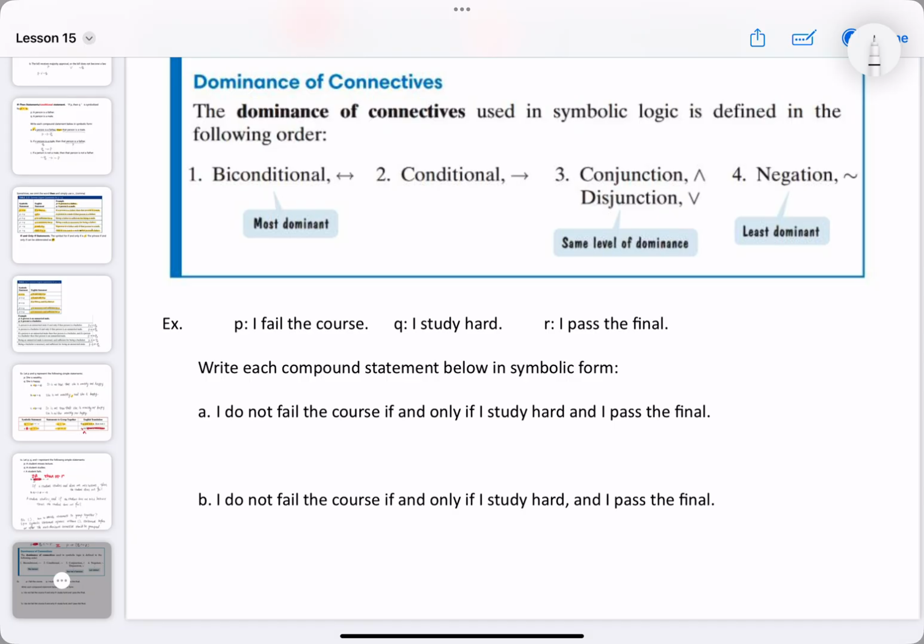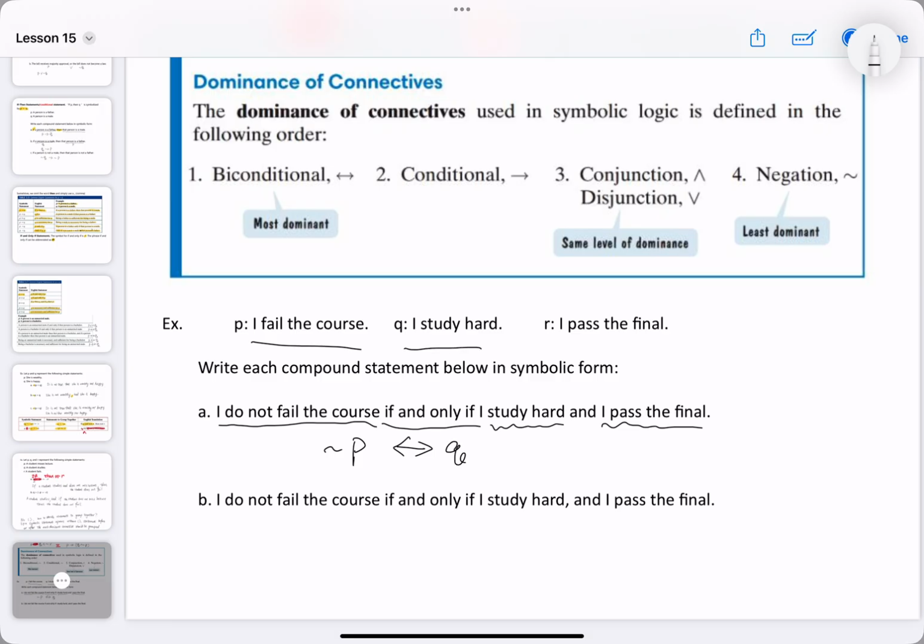The first one: I do not fail the course if and only if I study hard and I pass the final. Did you see if and only if? That is a symbol like this. In front of the if and only if, what do we have? I do not fail the course. That is the negation of P. And after the if and only if symbol, we have two statements: I study hard and I pass the final. That is my Q and R.